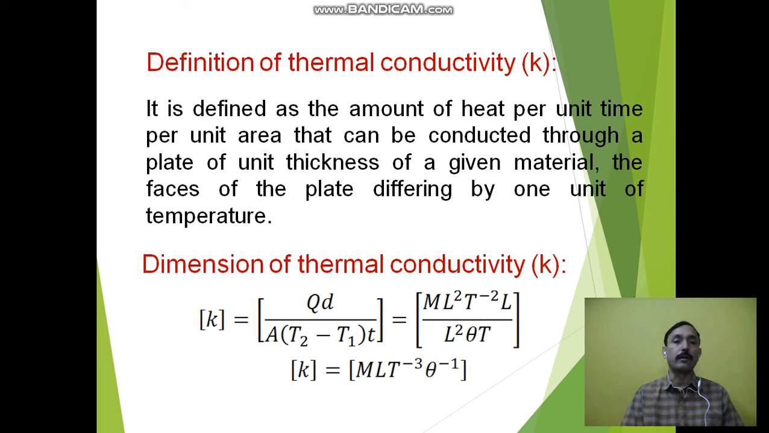The definition of thermal conductivity: it is defined as the amount of heat per unit time per unit area that can be conducted through a plate of unit thickness of a given material, the faces of the plate differing by 1 unit of temperature. Let us come to this formula: K is equal to Q D by A (T2 minus T1) into t.